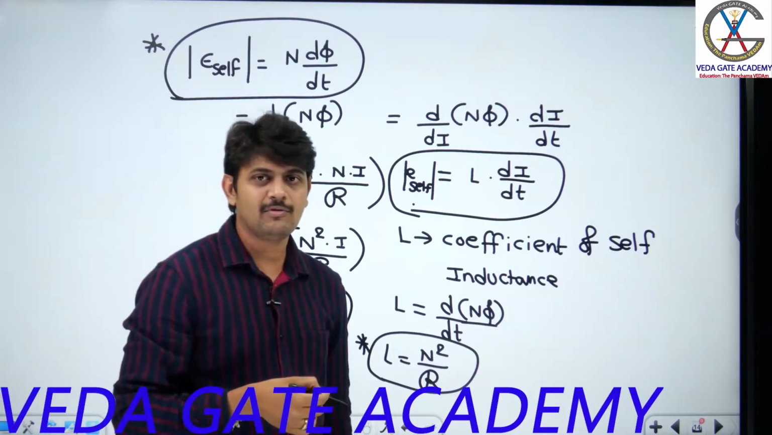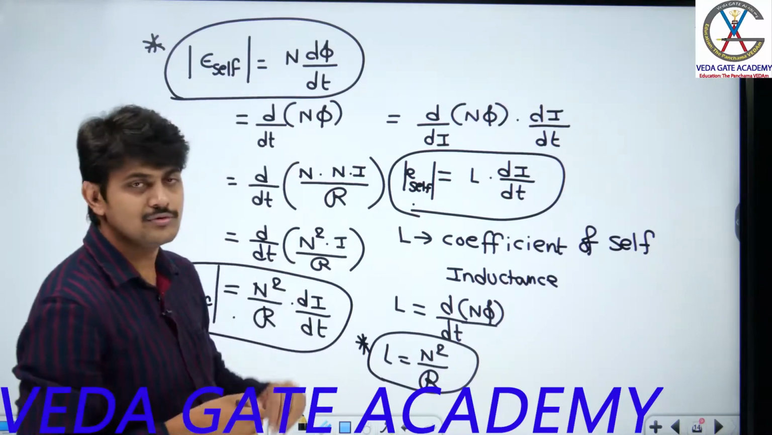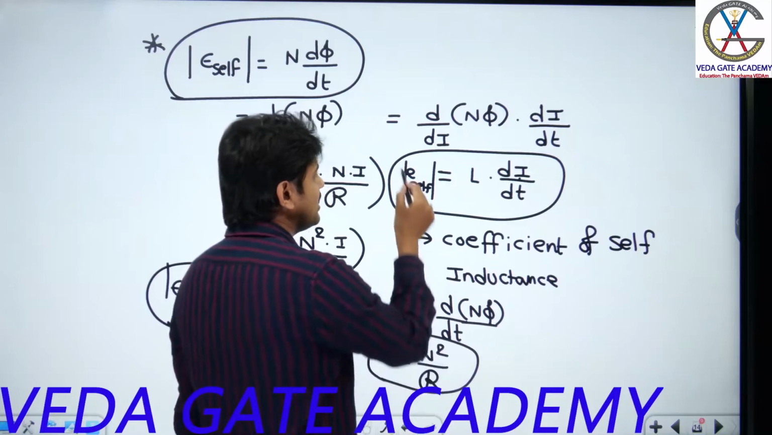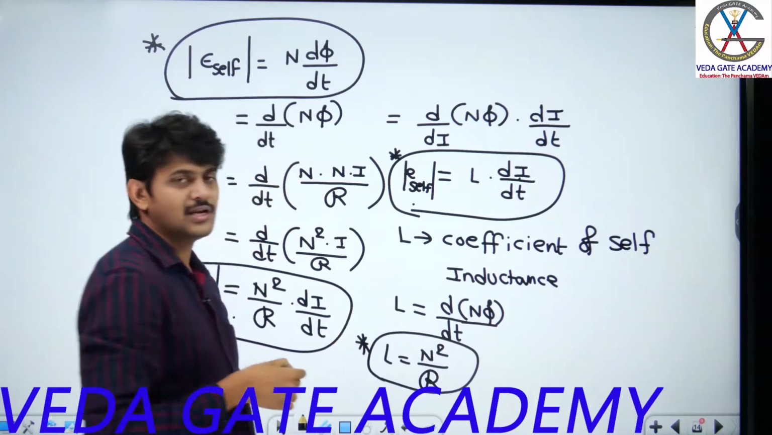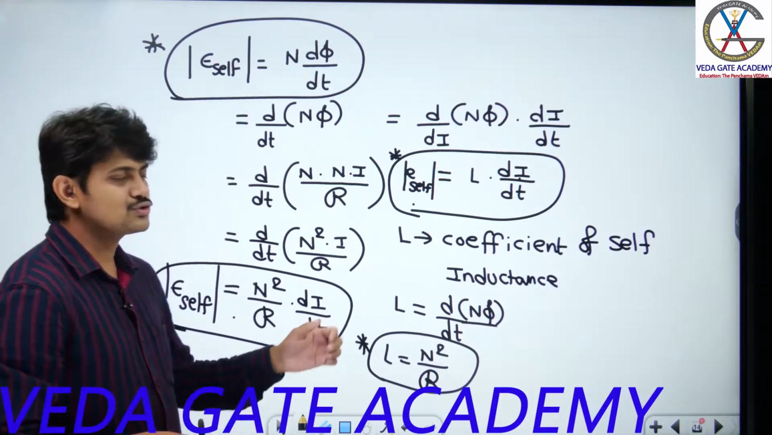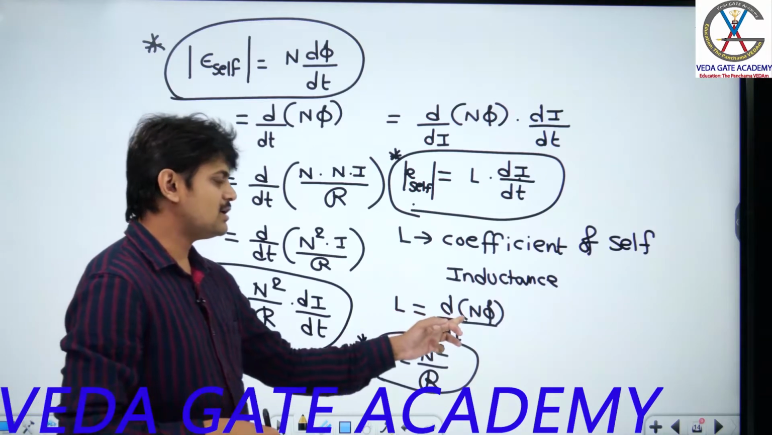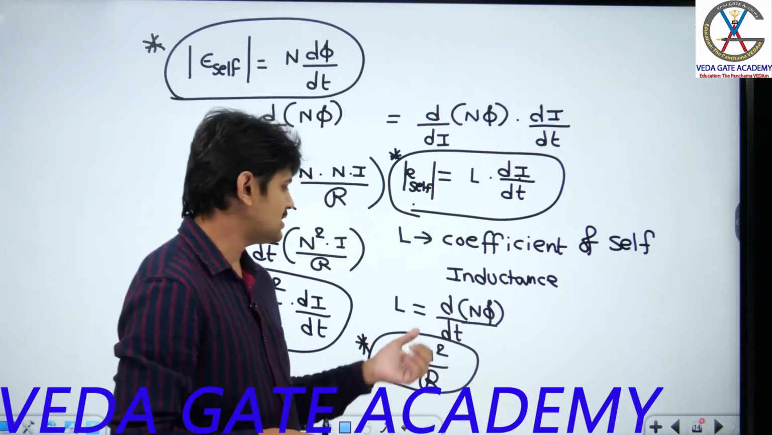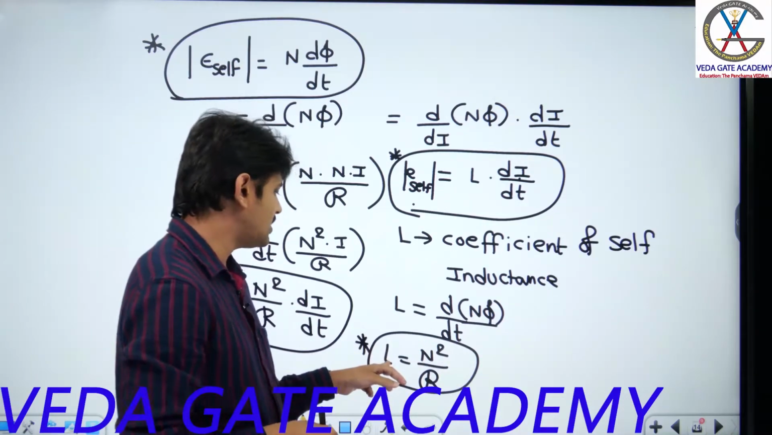Suppose in the problem they have mentioned the flux information, I can use this expression, whereas if they have given the expression corresponding to the current, I can use this one. So the self-induced EMF is L di by dt, where L is the coefficient of self-inductance, which is nothing but the rate of change of flux linkages with respect to time. And what is the formula for L?